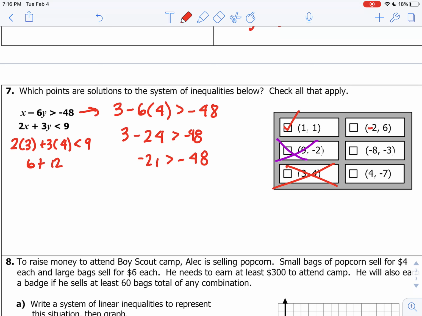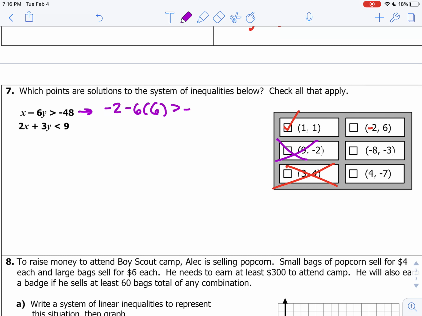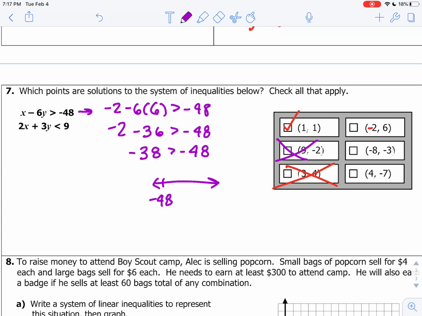Looks like that's a negative 2, right? So negative 2, 6. Let's try that one. And then for the word problems, we're not even going to do B, and we're not going to graph, so we're almost finished. Okay, so we're going to plug in negative 2 for x, minus 6 times y, which is 6. Negative 2, that's negative 36. And then that's negative 38, which is also greater than negative 48. That's a true statement because it's negative. And again, on the number line, negative 48 is over here. Negative 38 is somewhere over here, and 0 is all the way over here, right? So that's closer to 0 than negative 48. So that's true, so we have to keep going.